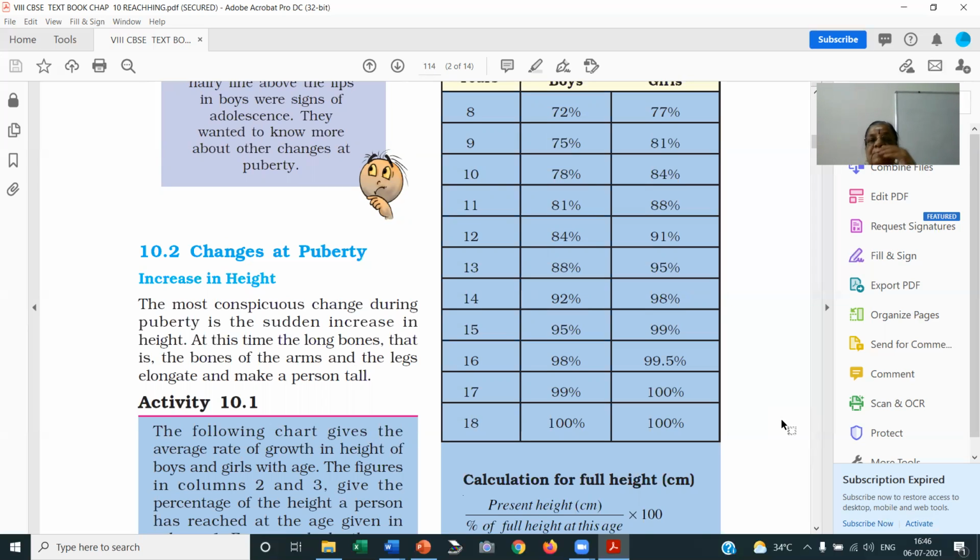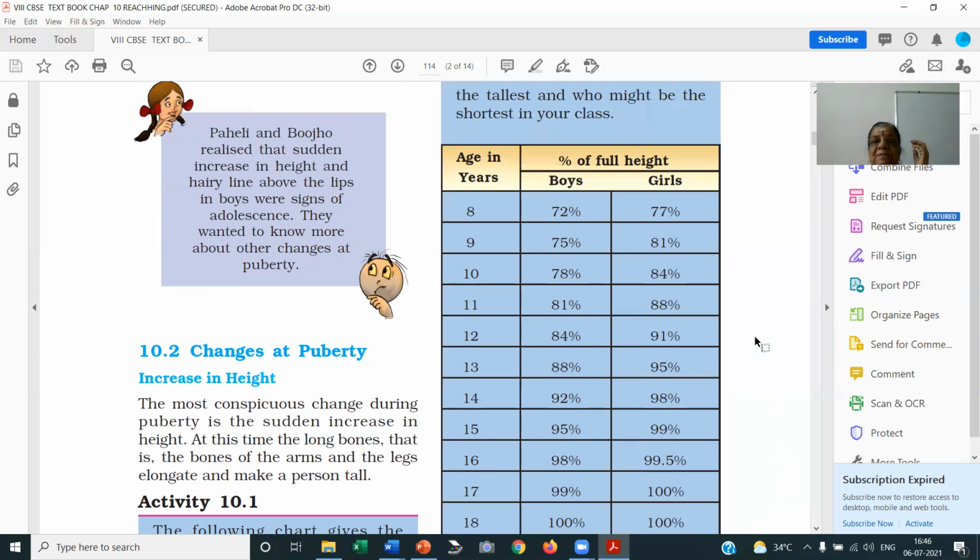Say, for example, for a 9 year old boy, here is a table given: age in years, and percentage of full height for boys and girls.